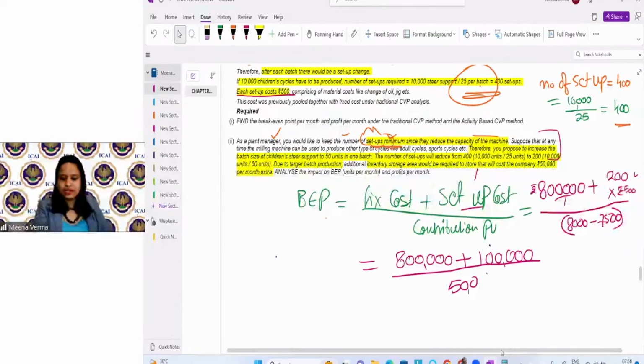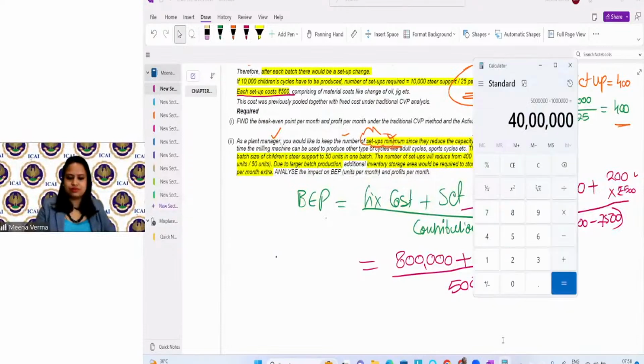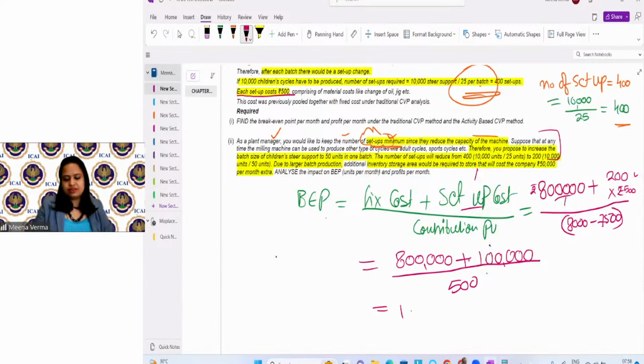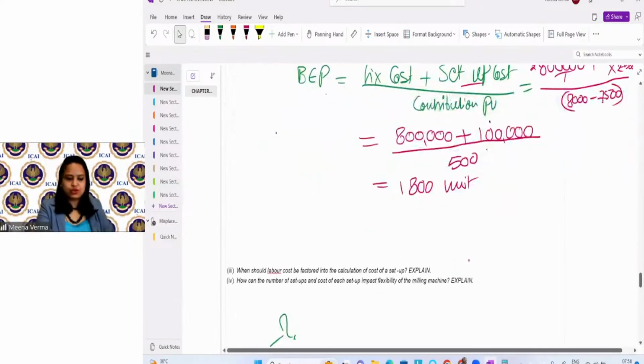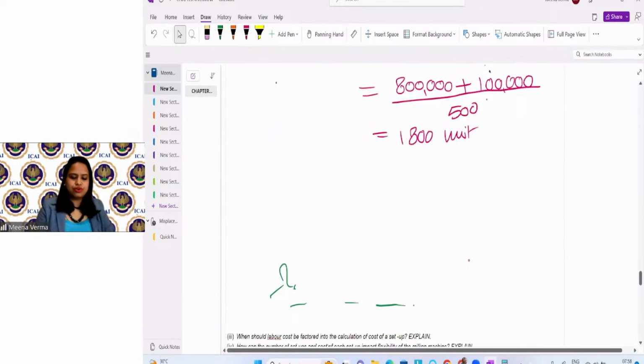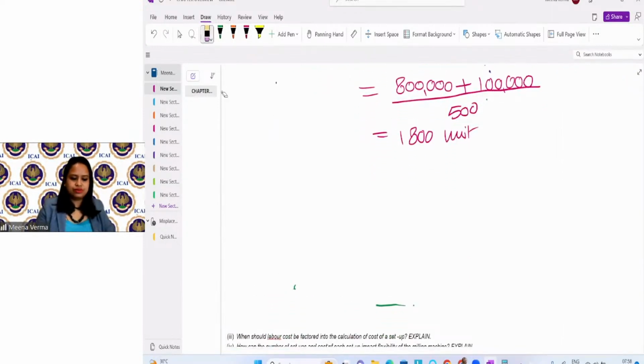Solve this. 9 lakh divided by 500 is what? So this is coming as 1800. So 1800 units is your break-even point. This will be your break-even point. Now the question comes here, what is the profit? Let's see the profit.